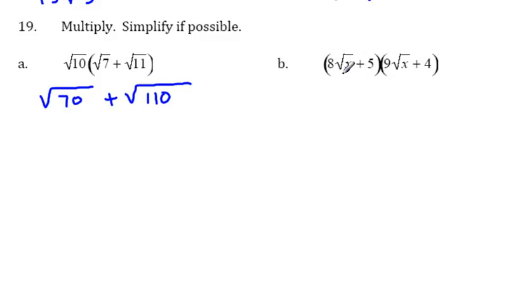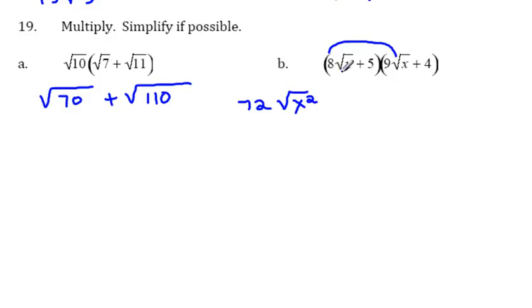Okay, on B, I am foiling because I have a binomial times a binomial. So in my first, I have 8 times the square root of x times 9 times the square root of x. Remember, the rule is multiply what's outside the radical. 9 times 8 is 72. Multiply what's under the radicals. X times x is x squared. If you recognize that the square root of x squared is x, you can do that in that first step.